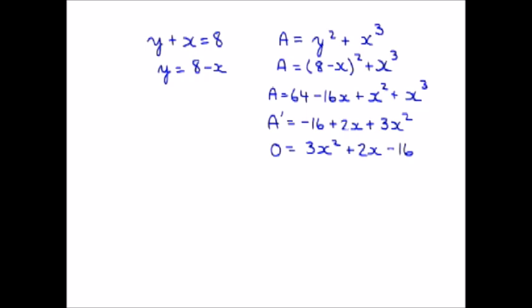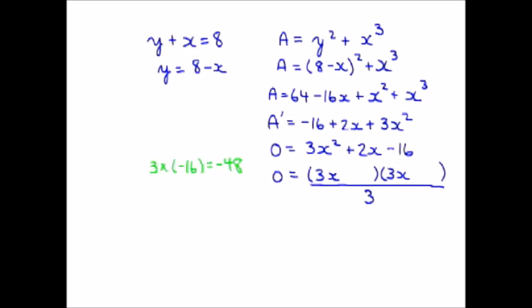So 0 is equal to 3x plus or minus something times 3x plus or minus something, all divided by 3. This is a technique for doing decomposition. So what I have to now do is multiply my leading numerical coefficient 3 by my constant in the equation, negative 16, and I get negative 48. Then what I must do is find two numbers that multiply together to give me that negative 48, and those same two numbers have to add together to give me the coefficient of my middle term, which is 2. Well, the numbers are 8 and negative 6.